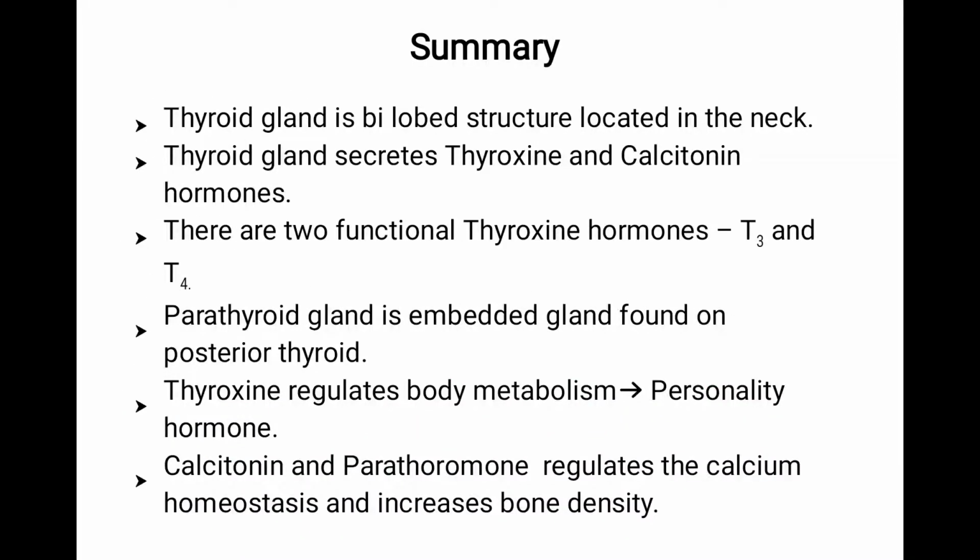Coming to the summary, the thyroid gland is a bilobed structure located in the neck region on either side of the trachea. They have two lobes. The thyroid gland secretes hormones called thyroxine and calcitonin. There are two functional thyroxine hormones, T3 and T4. T4 is the functional hormone whereas T3 is the reservoir hormone. The parathyroid gland is embedded on the posterior of the thyroid. Thyroxine regulates the body metabolism, hence the thyroid gland is considered the personality gland, and thyroxine is called the personality hormone. Calcitonin and parathyroid hormone regulate calcium homeostasis and increase the bone density.